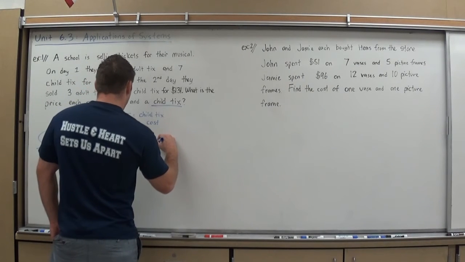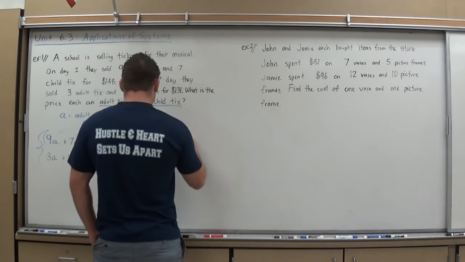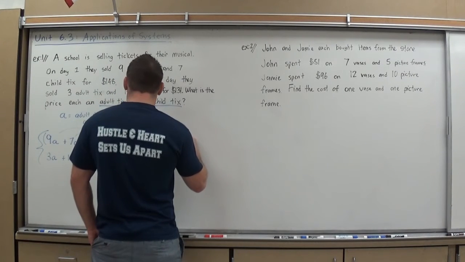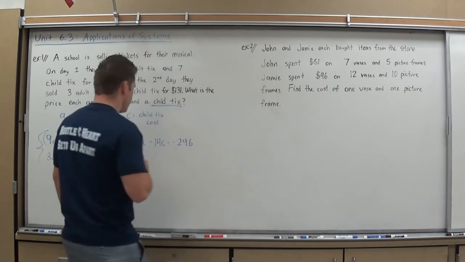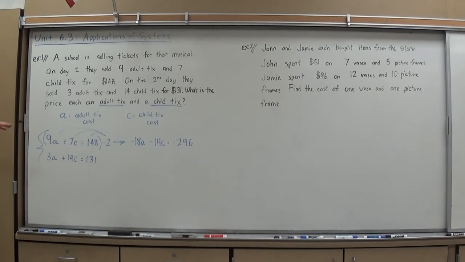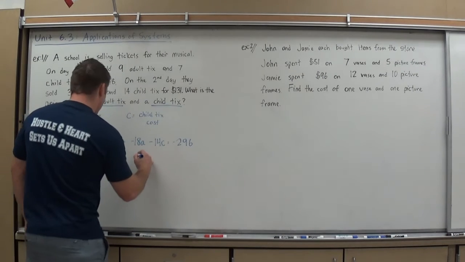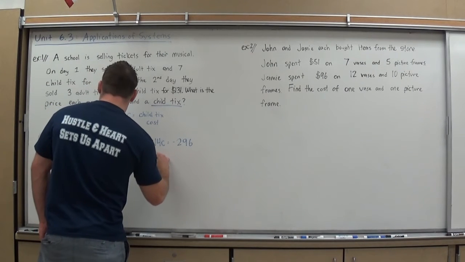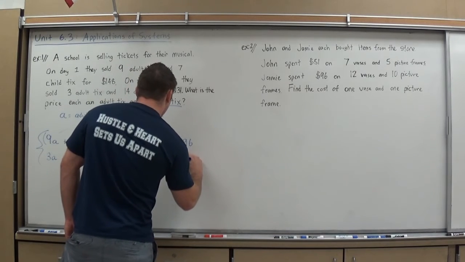-18A minus 14C equals negative 296. So I actually have to make sure I multiply everything in that equation. A lot of students make that mistake. They figure out what to multiply by to get things to eliminate, but then they don't multiply everything. Okay? The bottom equation I don't need to change at all. So I'm going to keep it 3A plus 14C equals 131.